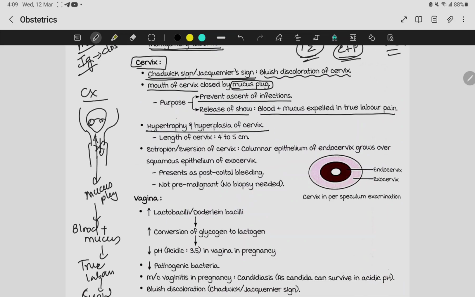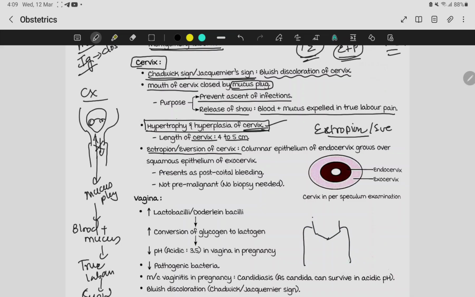Then, along with hypertrophy or hyperplasia of the uterus, there is also cervical hyperplasia. The length of the cervix becomes 4 to 5 centimeters. What is ectropion? Ectropion, or eversion.